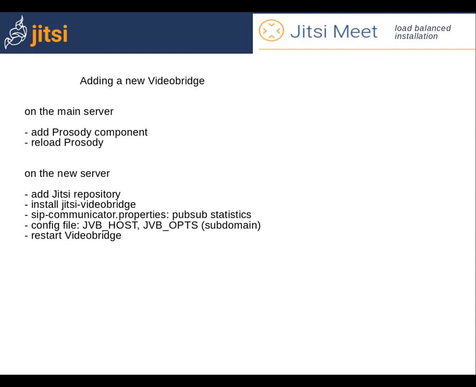On the new server, add the Jitsi repository and install Jitsi Video Bridge. In the sip-communicator.properties file, add the configuration for pubsub statistics. In the config file, point JVB_HOST to the main server, and in JVB_OPTS configure the subdomain. The JVB_SECRET variable must match the one configured for the Prosody component on the main server. And then restart Jitsi Video Bridge.